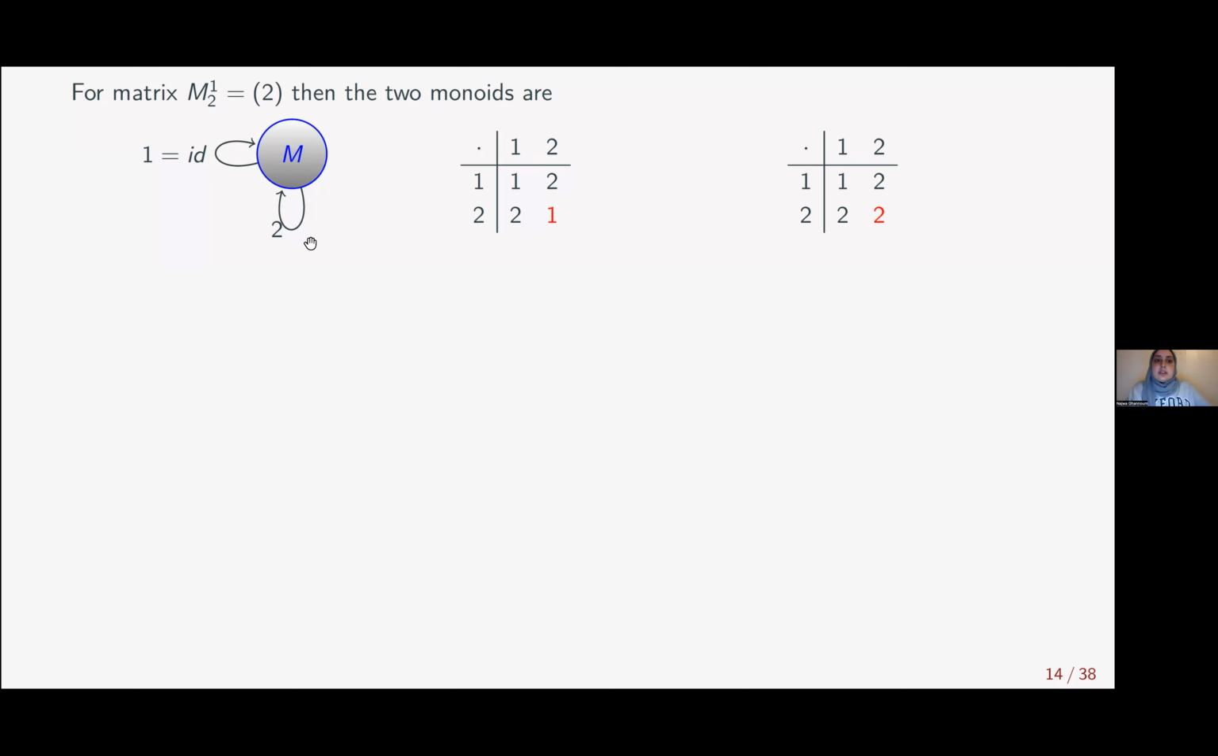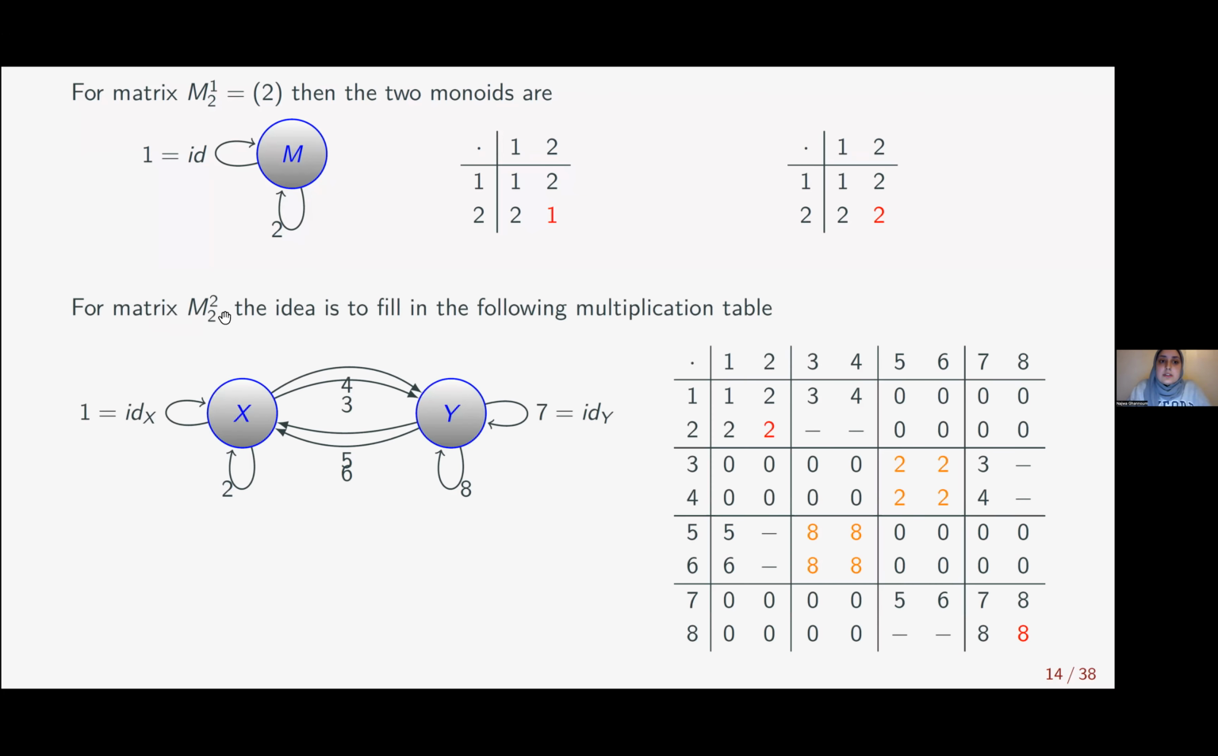Then if we treat the other matrix, it was 2, 2, 2, 2. So we have 2 objects that we call X and Y. And we have 2 morphisms between each 2 objects. And we will call them 1, 2, 3, 4, 5, 6, 7, 8, where 1 and 7 are the identities of the monoids, because there's always identities. And this is the table of multiplication of this category.